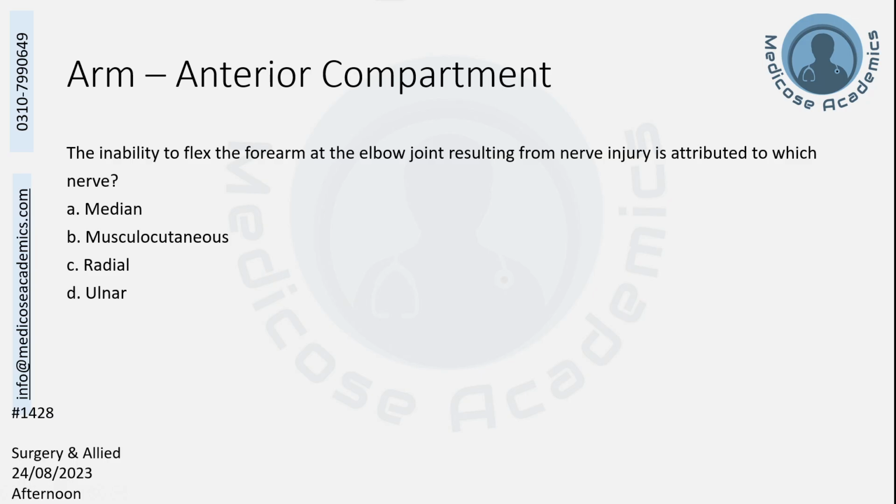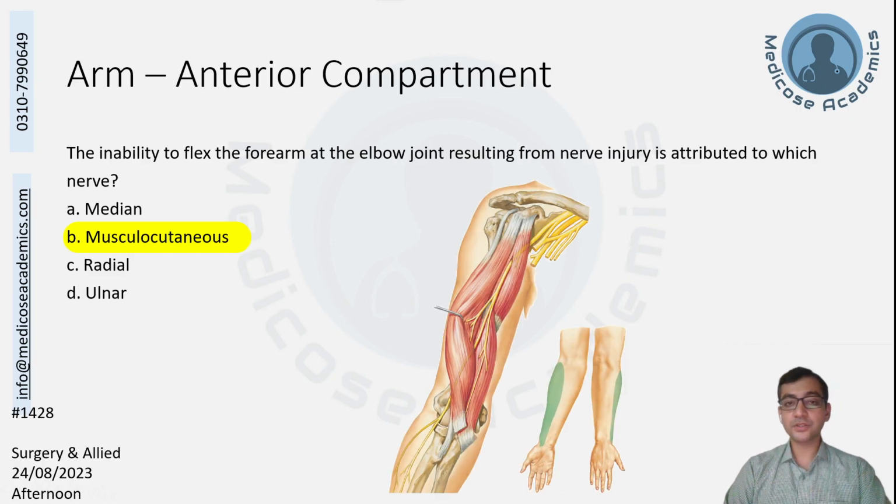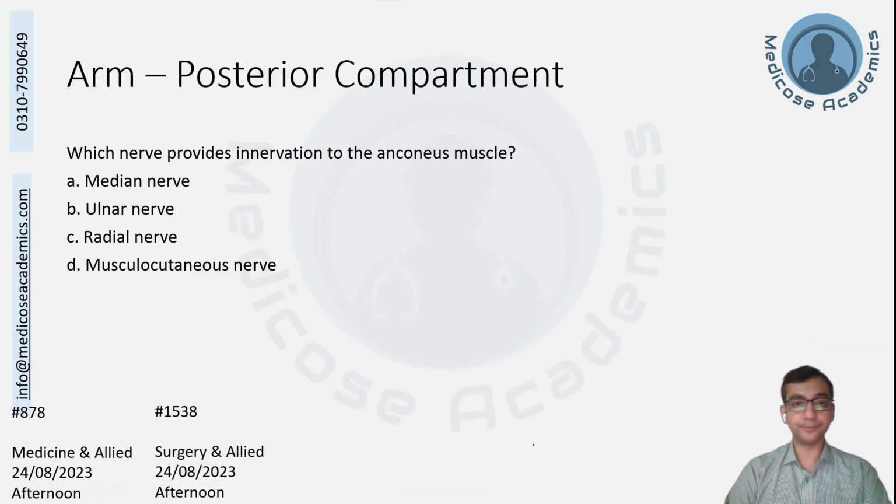Inability to flex the forearm at elbow resulted from a nerve injury which is attributed to which nerve? Again, flexion at elbow. All of the muscles of the anterior compartment of arm are supplied by musculocutaneous nerve. So that will be the right answer. Musculocutaneous nerve, we discussed it already. In addition to the loss of flexion, it causes the loss of sensation over the lateral aspect of forearm.